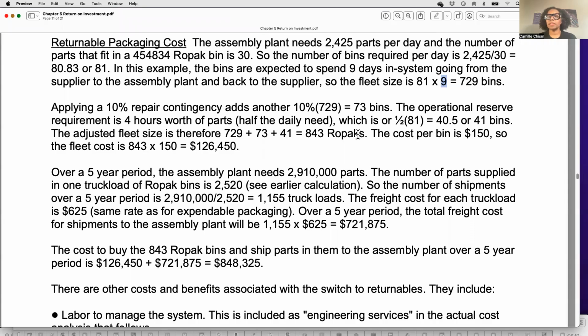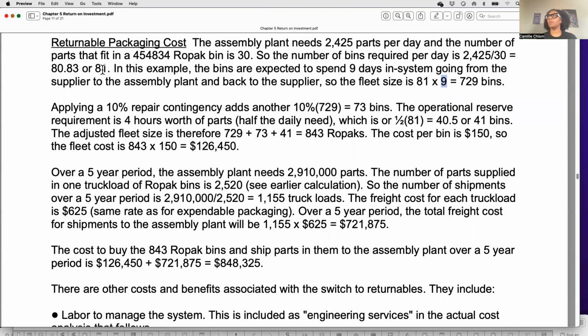So the plant doesn't stop running, which again is the cardinal rule of automotive. Don't ever stop the line, right? You don't want to be responsible for that. So you put in that extra insurance. Okay, so again, we know that 4 hours is half a shift. So that's why we're taking the 1/2 and multiplying it by the 81.